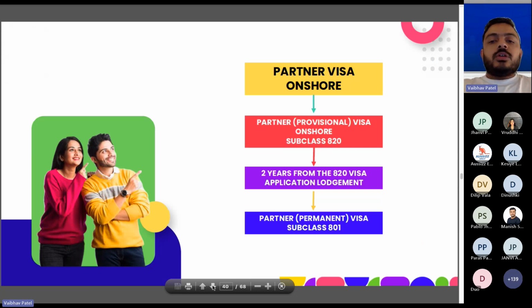If you're onshore, you can apply for a partner visa subclass 820, and then 2 years later from the date of lodgement of 820, you can apply for subclass 801, and that's a permanent visa. So first, you get a provisional visa. You have to be in a relationship with your sponsor or your partner for at least 2 years, and then you can apply for subclass 801, and that's your permanent visa.